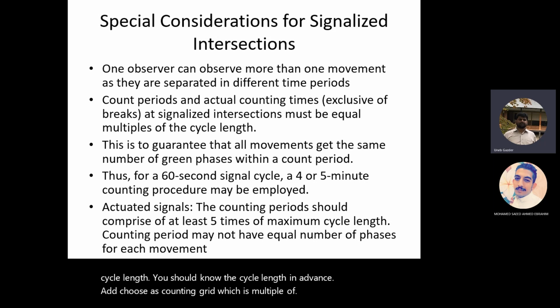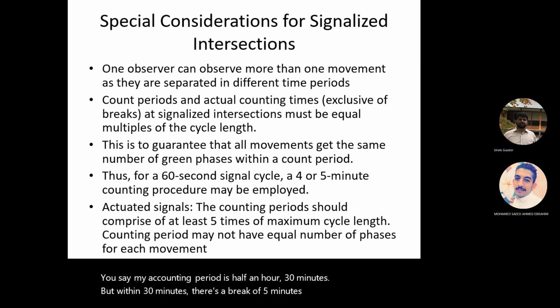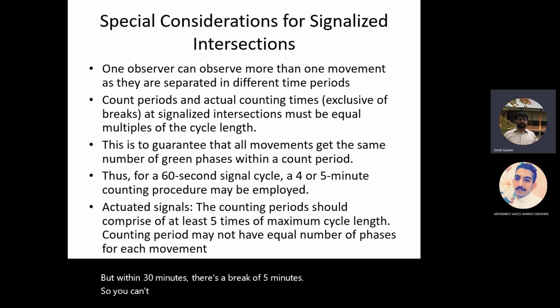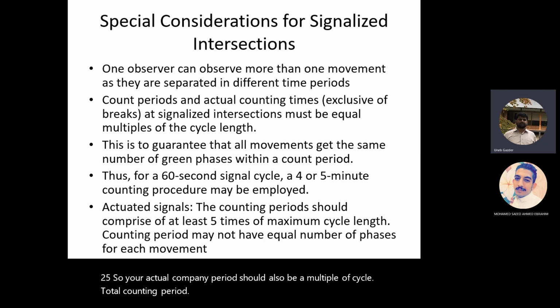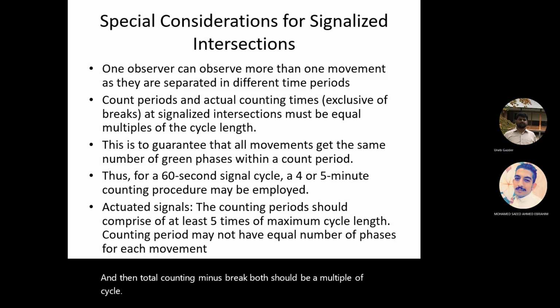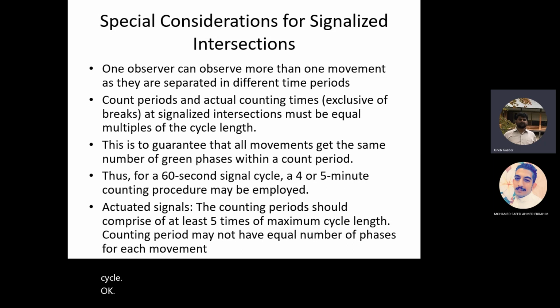Now with the counting period there is a problem because of the breaks. You say my counting period is half an hour, 30 minutes, but within 30 minutes there is a break of 5 minutes. Your counting period is how many? 25 minutes. So your actual counting period should also be a multiple of cycle length. Total counting period and then total counting minus break, both should be a multiple of cycle length.